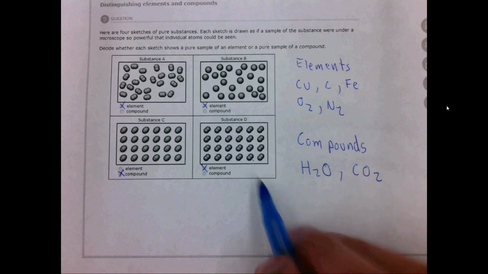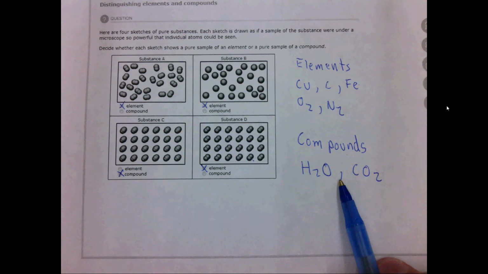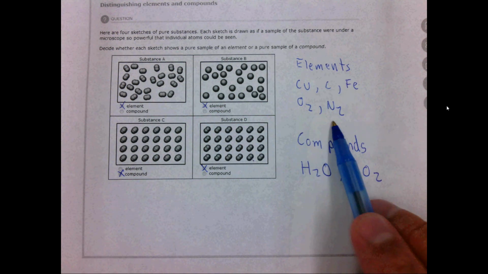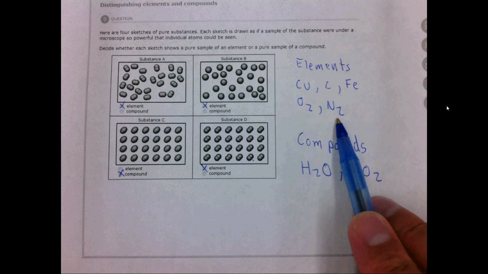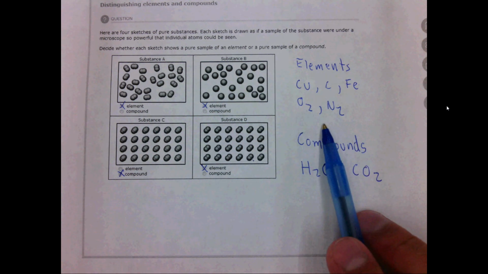So it is a little bit hard to see here, but the difference between elements and compounds has been discussed. One thing to remember is diatomics are considered as elements and are not considered as compounds, even though there's 2 atoms connected together.